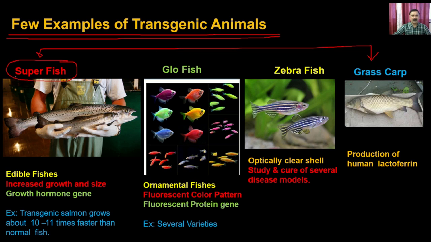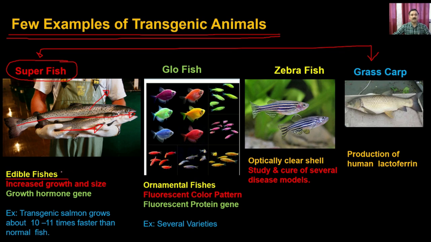For example, the superfish is developed because it is going to give you a bigger fish. So you see, this is the superfish and this is the normal fish. This is the transgenic fish and this is the normal fish. Then you can see the comparison. This fish is thin and small, whereas this fish is very large, very big and very fleshy.